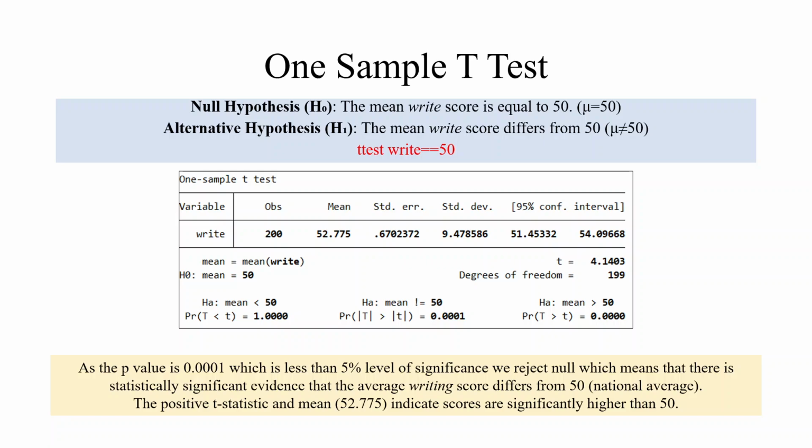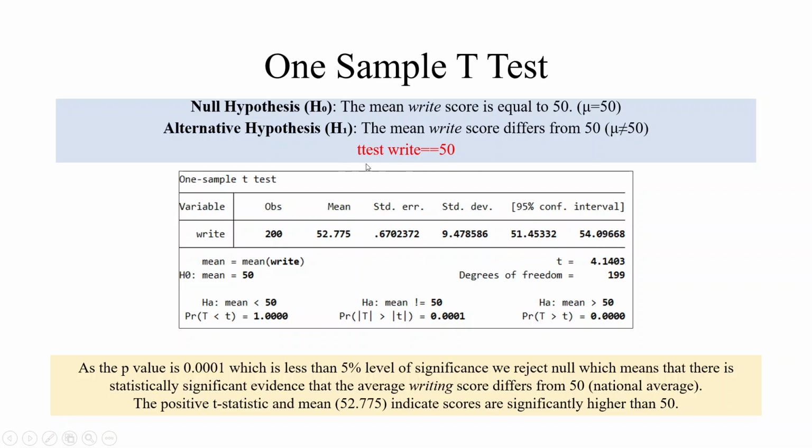So one sample t-test. Null hypothesis is the mean write score is equal to 50. That is, there is no significant difference in the sample mean and the population mean, or in other words, the sample mean is equal to the population mean. The alternative hypothesis is the mean write score differs from 50. That is the national average. So here mu is equal to 50, here mu is not equal to 50.